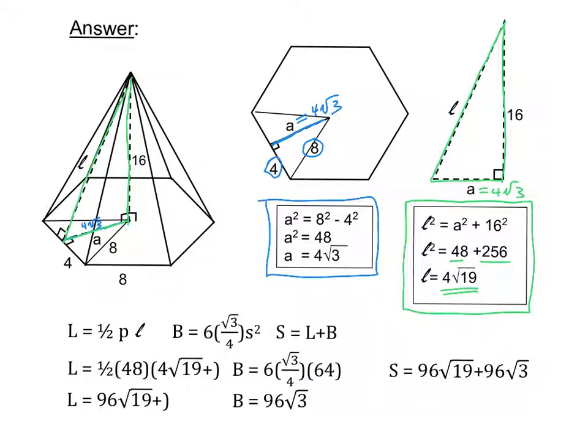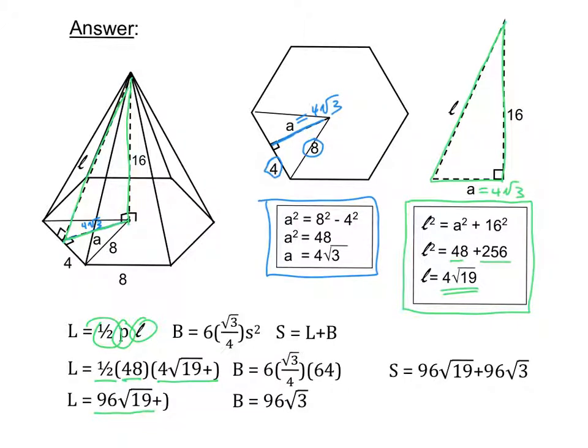So now I'm going to take my formula for L, which tells me I need 1/2 times the perimeter times the slant height, and I can put in my numbers, and I get 96 radical 19.